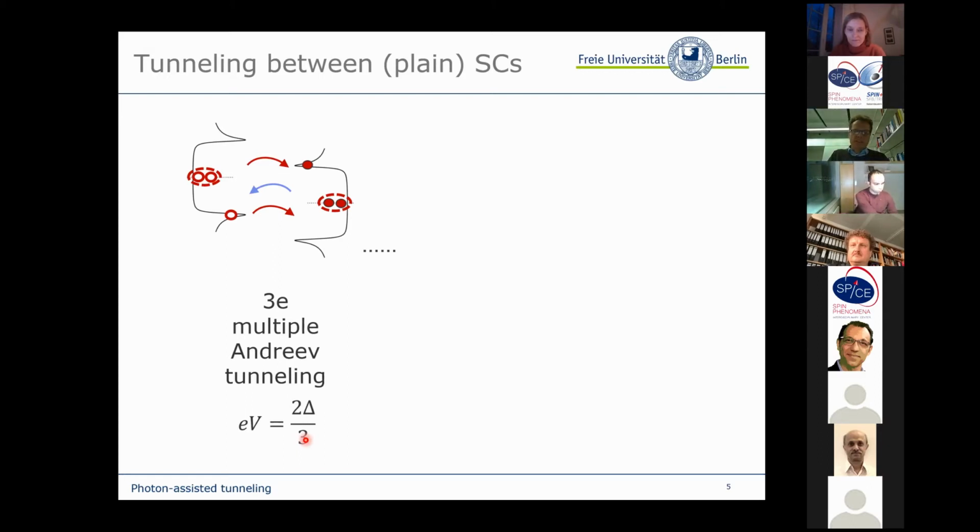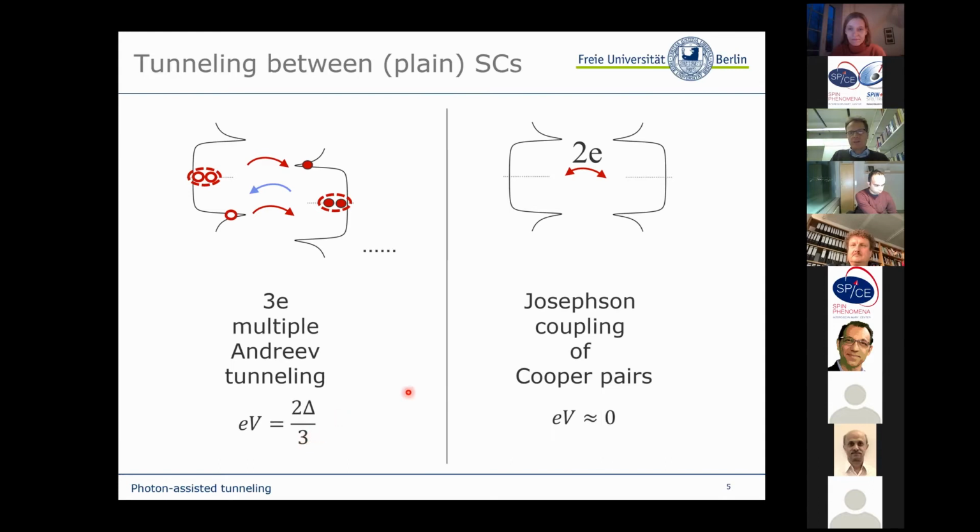And this, of course, one can continue and transfer even more electrons. And eventually, at very low bias, we need to remember that the Cooper pairs of the 2 superconductors are also Josephson coupled with one another.